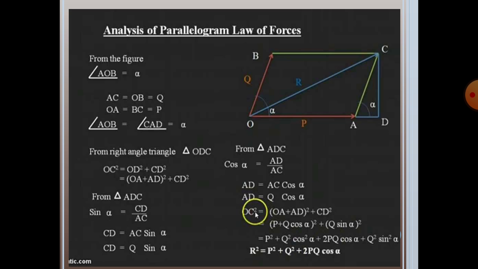Substituting the value of CD and AD in OC square, we get OC square is equal to (OA plus Q cos alpha) whole square plus (Q sin alpha) whole square. Using (A plus B) whole square formula, we are going to expand and simplify. We are getting R square is equal to P square plus Q square plus 2PQ cos alpha, where the resultant magnitude R is equal to square root of P square plus Q square plus 2PQ cos alpha.